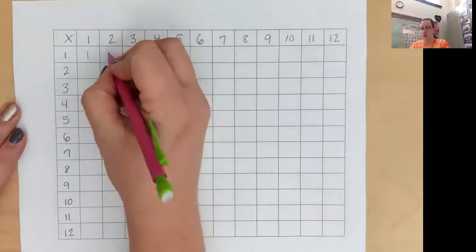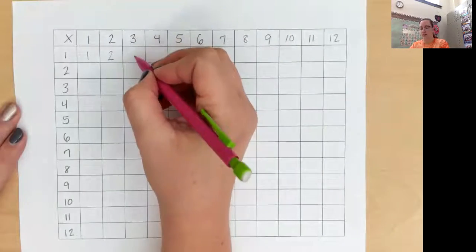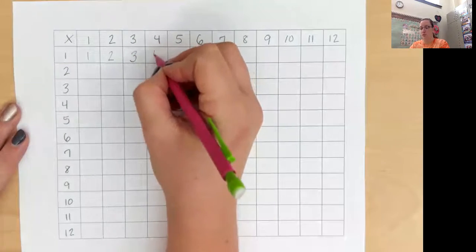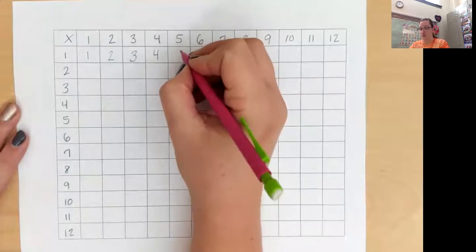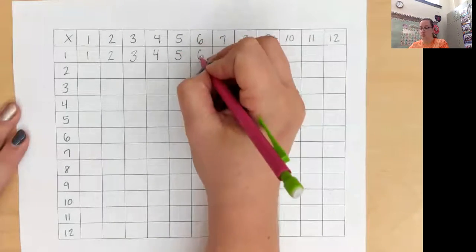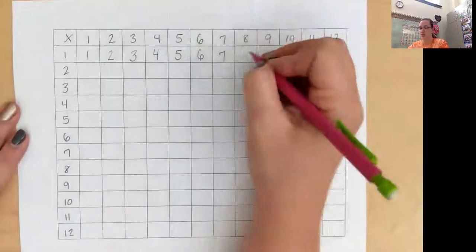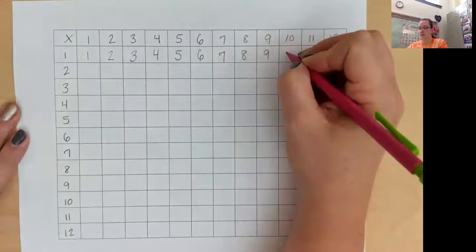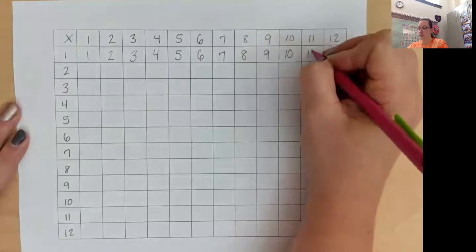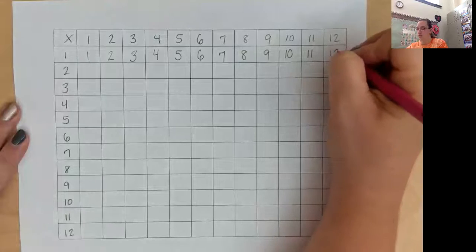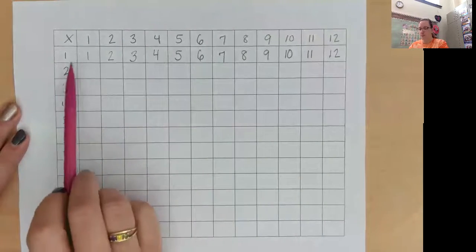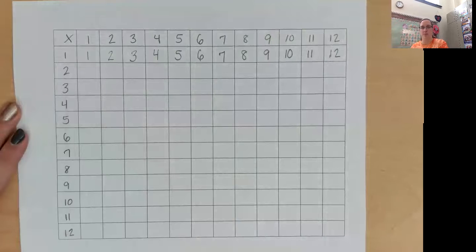In this box, we're really showing what 2 times 1 is. And 2 times 1 is 2. This box shows 3 times 1 is 3. 4 times 1 is 4. 5 times 1 is 5. 6 times 1 is 6. 7 times 1 is 7. 8 times 1 is 8. 9 times 1 is 9. 10 times 1 is 10. 11 times 1 is 11. And 12 times 1 is 12. So in this row we showed that each time we're multiplying by 1.